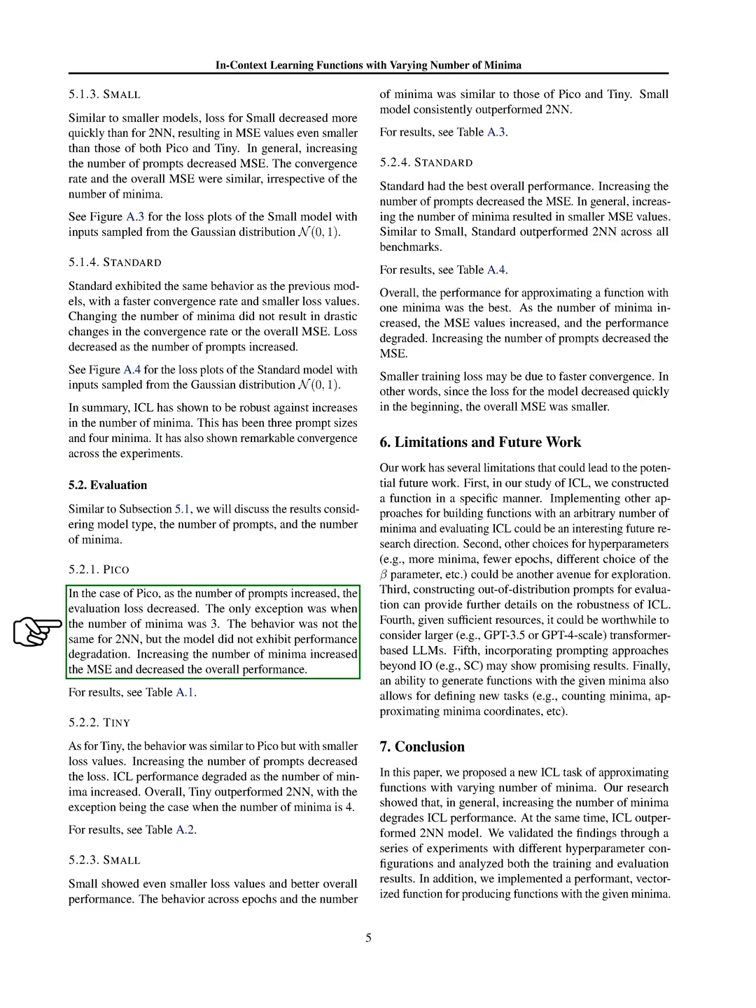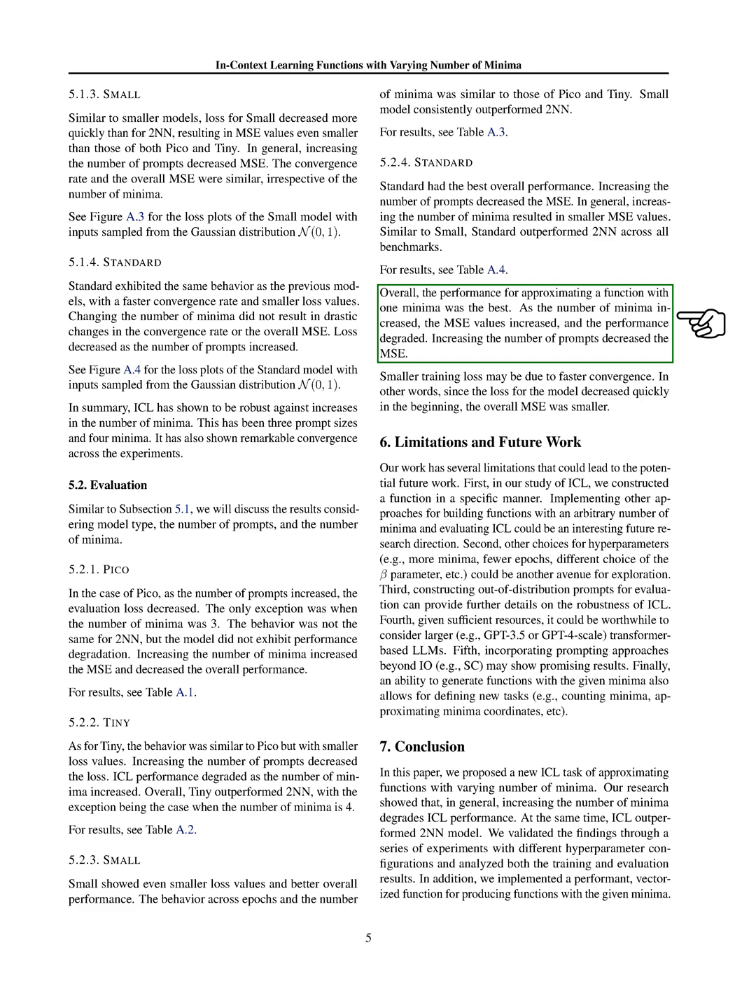In the evaluation phase, we observed that as the number of prompts increased, the evaluation loss decreased for the Pico model. However, this wasn't the case for the 2NN model. Increasing the number of minima led to an increase in MSE and a decrease in overall performance. The Tiny model behaved similarly to the Pico model but with smaller loss values. The small model showed even smaller loss values and better overall performance. The standard model had the best overall performance, with a decrease in MSE as the number of prompts increased.